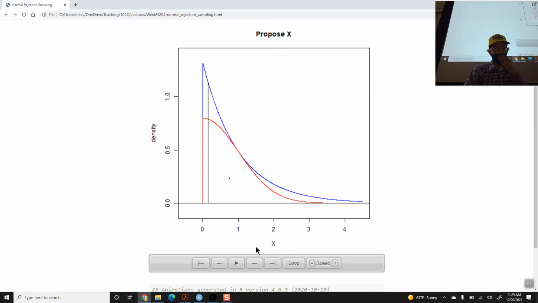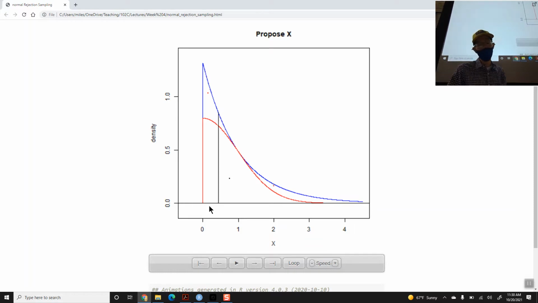Here's another value. We're proposing something like 0.1. What is the random value u that I generate? Looks like 0.9 or something. That's above the red line. We're going to reject it, okay? So that will not end up being part of our sample. Here I propose the value 2, okay? And at this value, the random u I generate looks like 0.99 or something. We're going to reject this value.